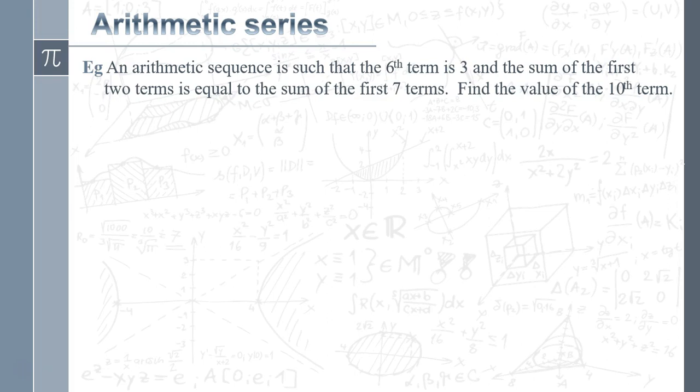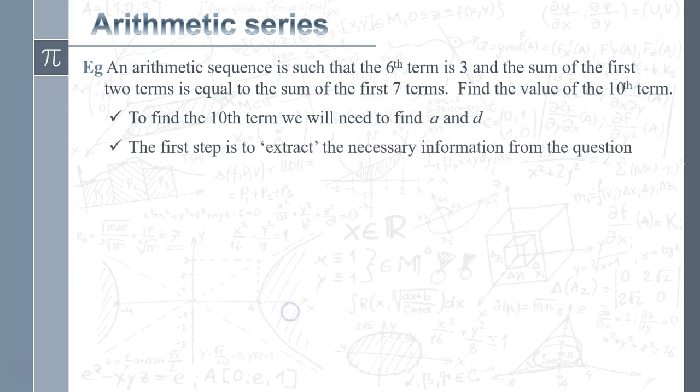So all this is just a case of picking the information we need out of the question, put it into our formulas, and then seeing what we're going to get to play around with. And that's going to allow us to work out a and d. So let's pick out some information. There we go, there's our first piece of information. The 6th term is 3, so we know a6 equals 3.